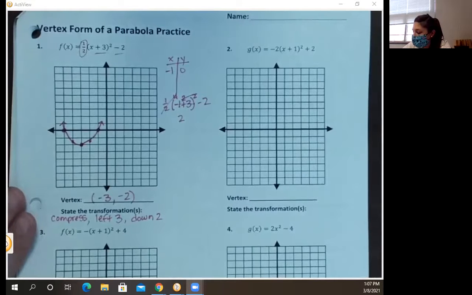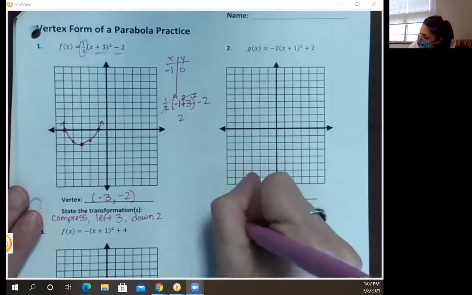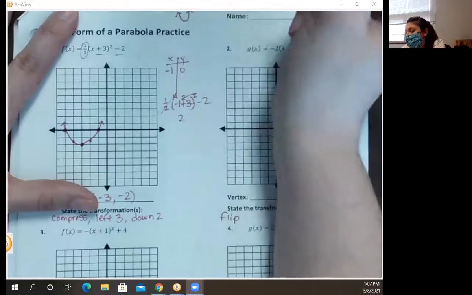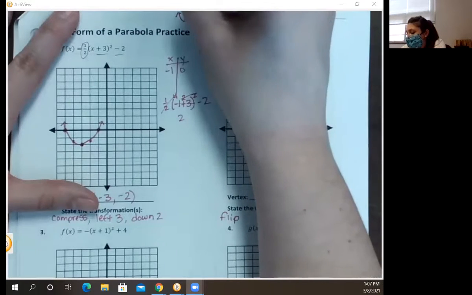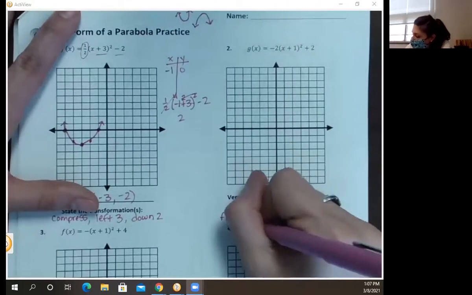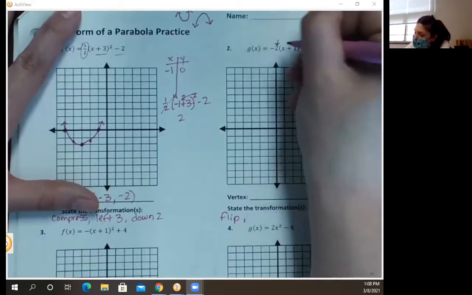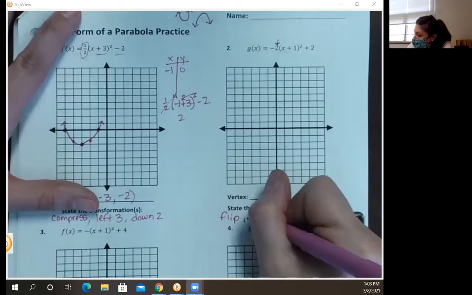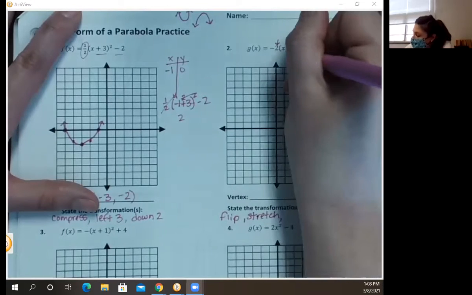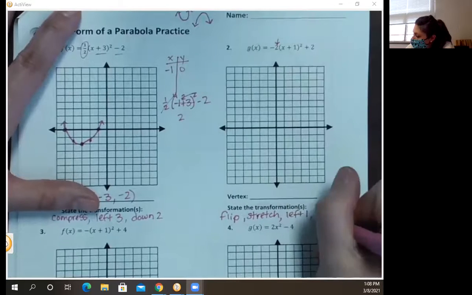Let's take a look at number 2. For number 2, our lead coefficient is negative. So that means our graph will be flipped upside down. So instead of opening up with this sort of U shape, we're going to open down like an umbrella. This +1 here means we're going to move, oh, hang on, I forgot about the 2. So the negative is going to flip us, but then the 2 is going to stretch this and make it taller. +1 is going to move us to the left 1. And then +2 is going to move us up 2.